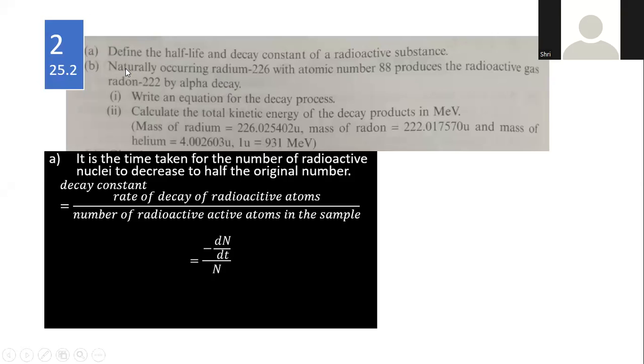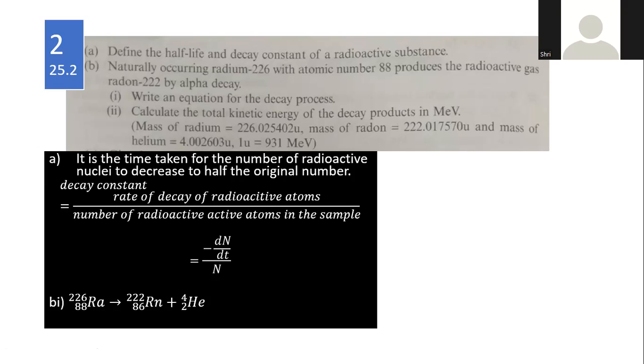Okay, see whether you can write part B for me. Part B1: naturally occurring radium-226 with atomic number 88 produces radioactive gas radon by alpha decay. Write down the equation for me. Radium 226, 88 converts to radon 222, 86, plus helium 4, 2. That's all: radium to radon and alpha.